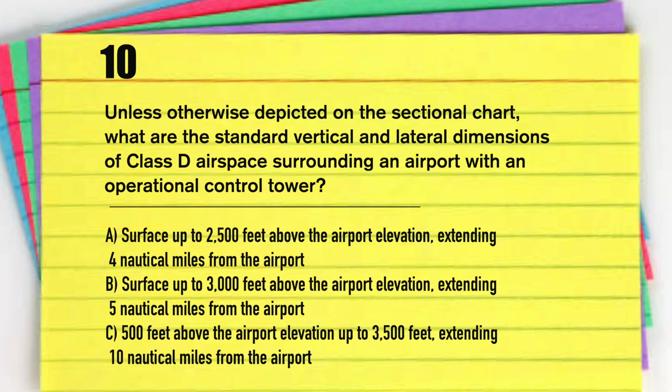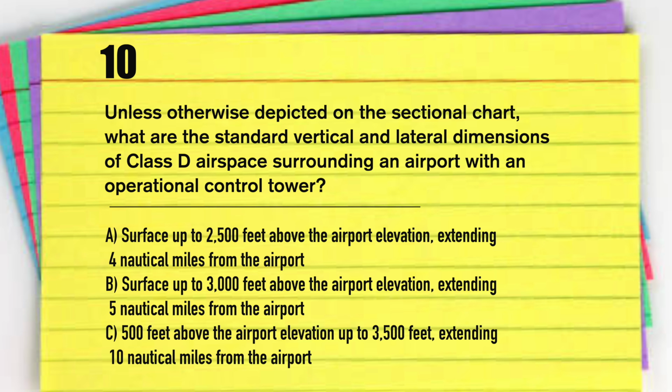Next question, regarding Class D airspace. Unless otherwise depicted on the sectional chart, what are the standard vertical and lateral dimensions of Class D airspace surrounding an airport with an operational control tower? Now listen to me very carefully. Whatever the elevation of that airport is in MSL is where the surface begins. So if the airport elevation is already at 500 feet MSL, then the standard vertical dimension of Class D airspace will begin from the surface of where the elevation begins.